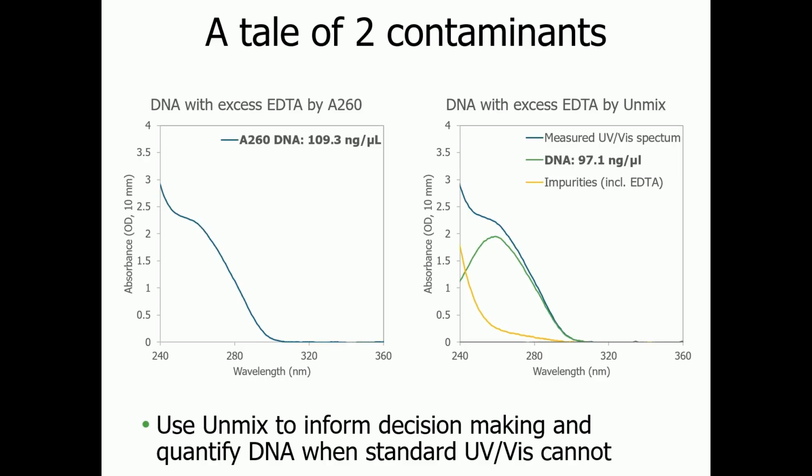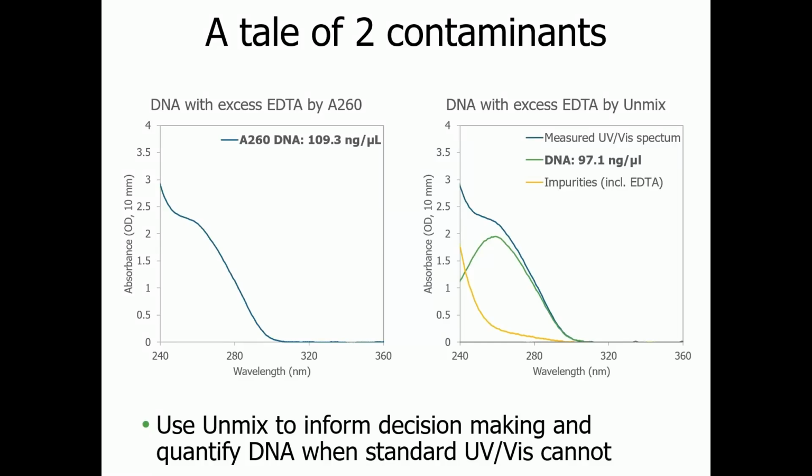This much EDTA would inhibit the polymerases necessary for PCR and library prep, and ultimately could lead to DNA sequencing failures if it's left unchecked. Fortunately, it's easy to deal with excess EDTA. You just simply repurify the sample and elute the sample again in the proper buffer.